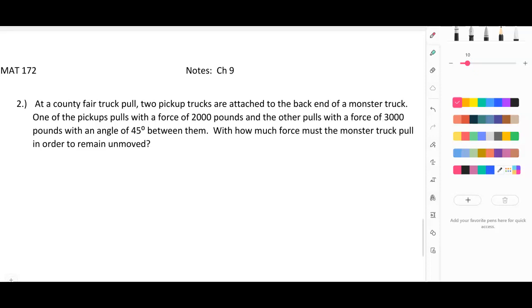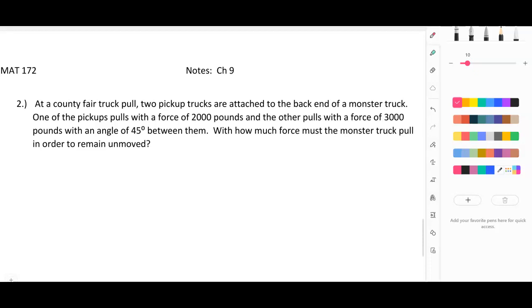So let's look at another example. We're at a county fair and we have two pickup trucks that are attached to the end of a monster truck. One of the pickup trucks pulls with a force of 2,000 pounds and the other one pulls with a force of 3,000 pounds, and the angle between them is 45 degrees. We want to know how much force the monster truck must pull in order to remain unmoved.